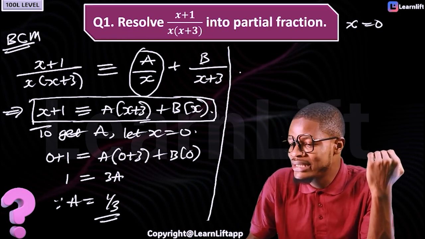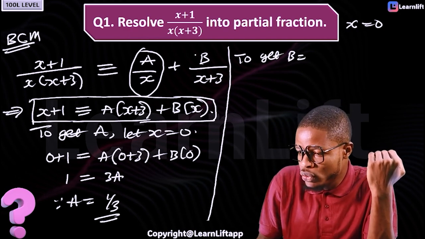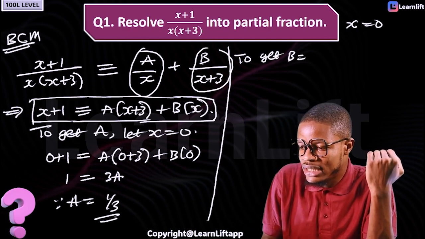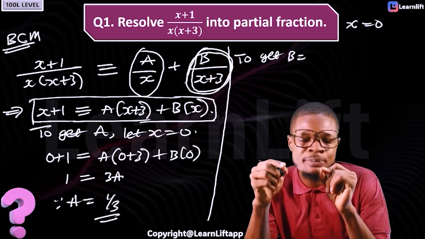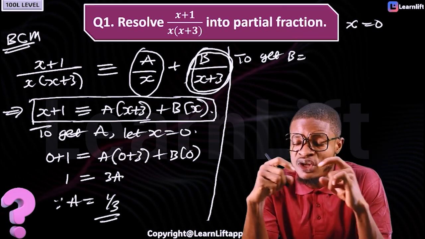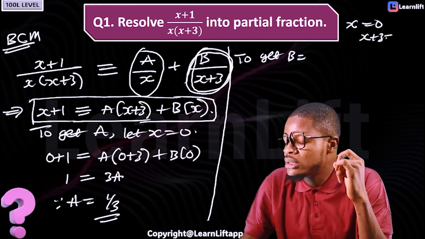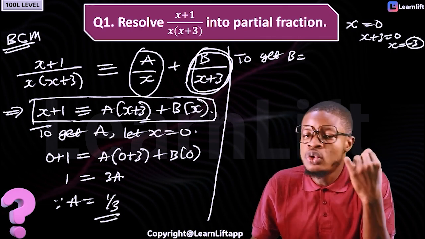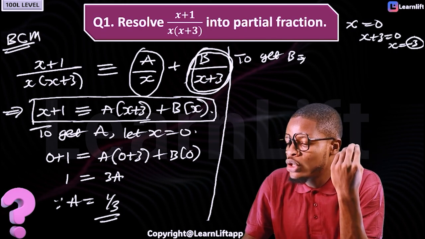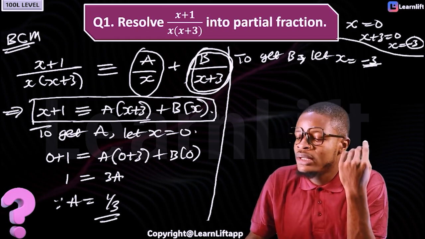How do we get b, right? To get b, now come to this side of the equation here. This guy. What do we have there? B all over x plus 3. X plus 3, which is the denominator, let it be equal to 0. So if I say x plus 3 is equal to 0, what is your x there? X will give me minus 3, right? To get b, what will happen there? Let x be equal to what? What will x be equal to? Minus 3.